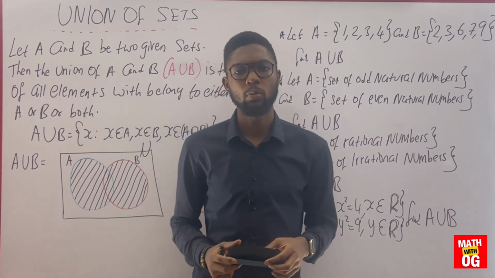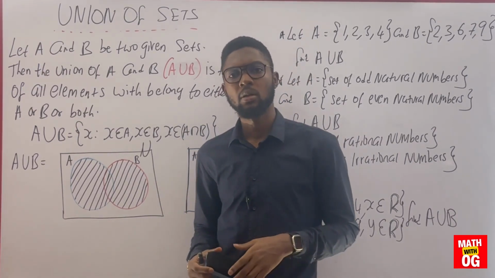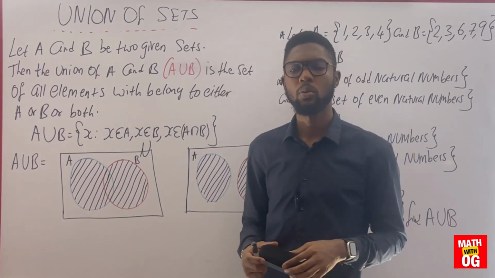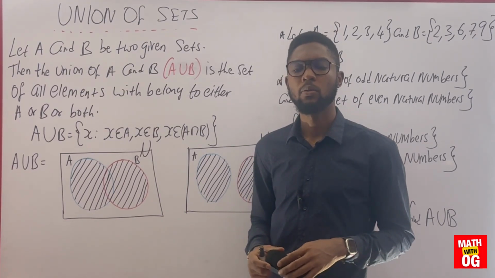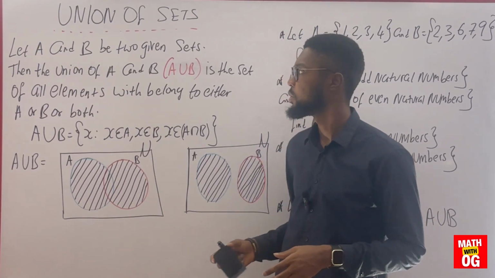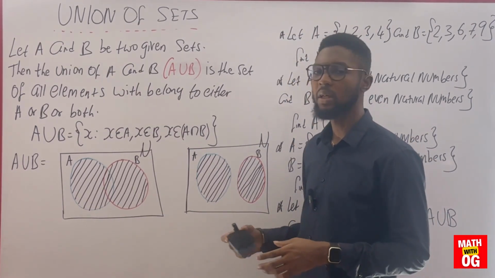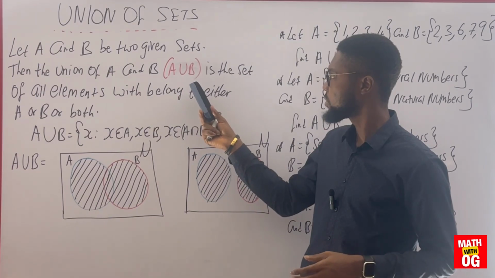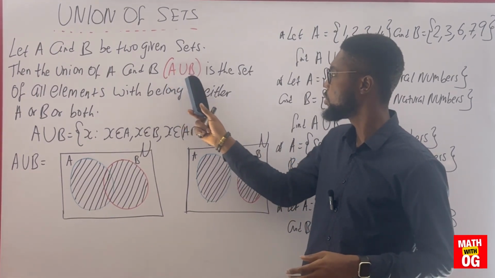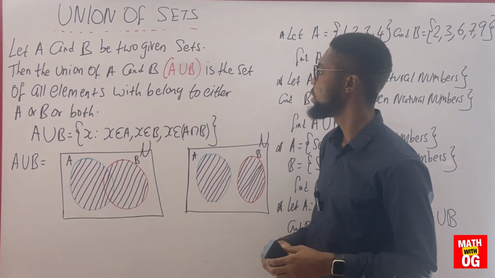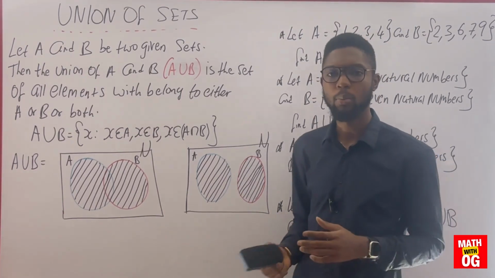In this video, we'll be looking at union of sets. Now, what does it mean to find the union of two sets? Let A and B be two given sets. Then the union of A and B, as you can see on the board, this is how we present it. A union B is the set of all elements which belong to either A or B or both.